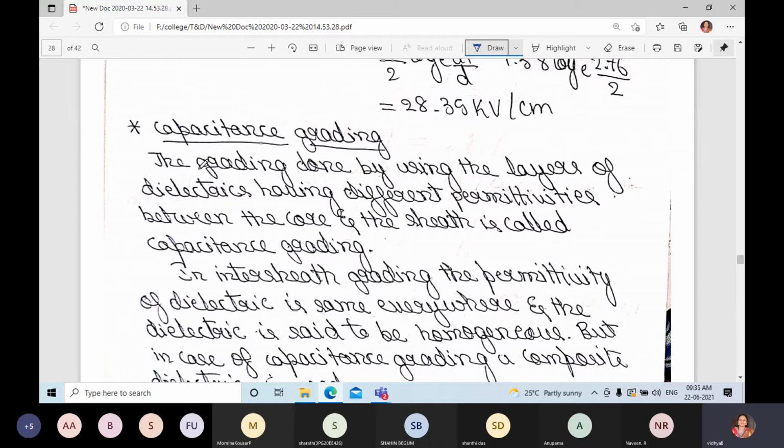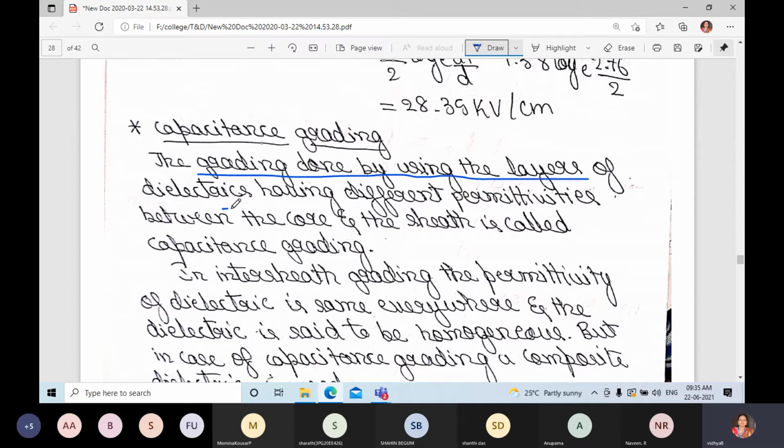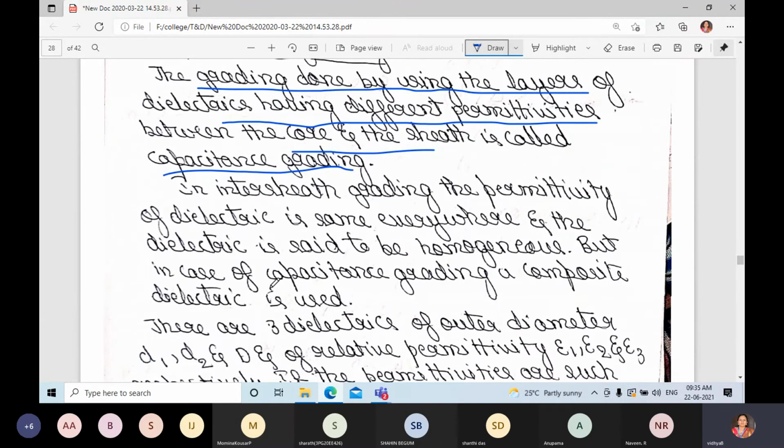Capacitance grading is the grading done by using layers of dielectrics having different permittivity. Here, instead of a homogeneous dielectric, they take layers of dielectric having different permittivity between the core and the sheath. It is called capacitance grading. In intersheath grading, the permittivity of the dielectric is the same everywhere and the dielectric is said to be homogeneous. But in the case of capacitance grading, a composite dielectric is used.